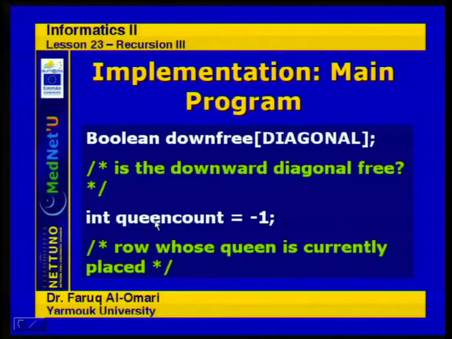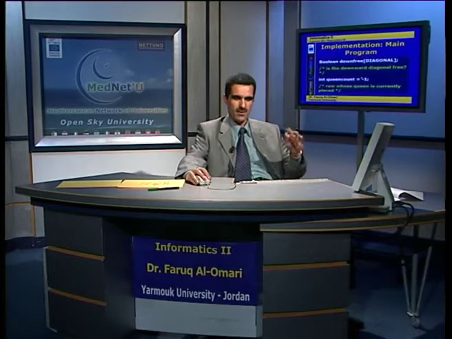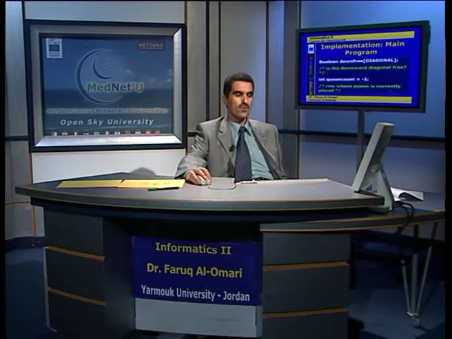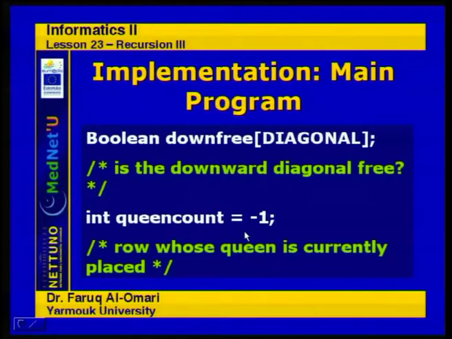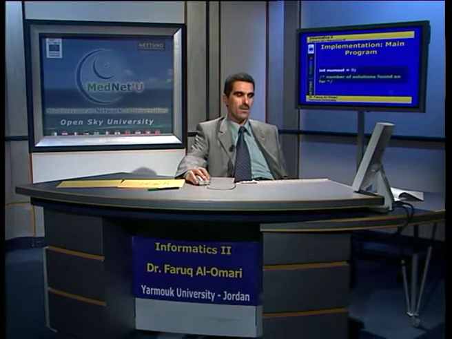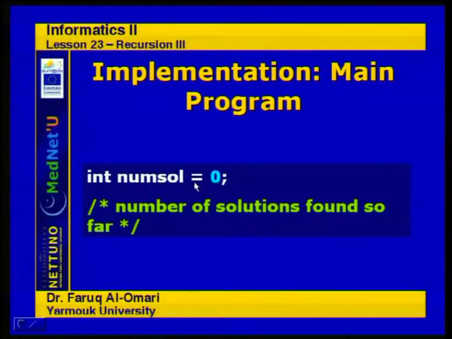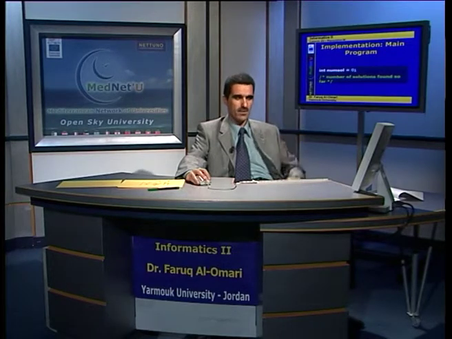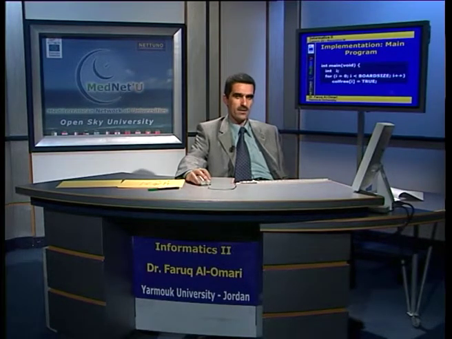And then I'm going to start with the queen count, the number of queens that I have, and I'm initializing this to -1 because for the backtracking algorithm I could start from 0, but this is just a precaution. So the row whose queen is currently placed: I'm going to start with row -1 because row 0 means something, since we always start from 0 in C. Okay, integer, number of solutions so far equals 0. And I'm going to increment this as we find a good solution and display it on the screen. Okay, and here goes the main.